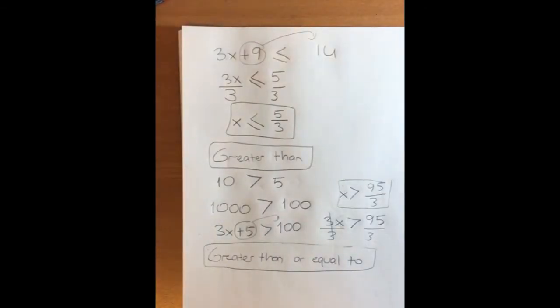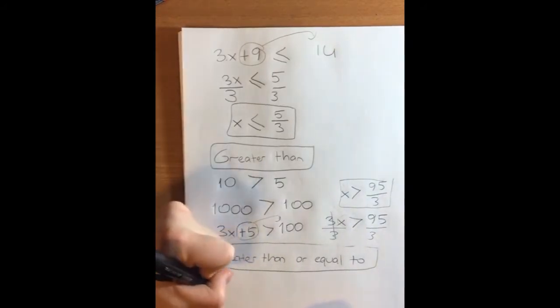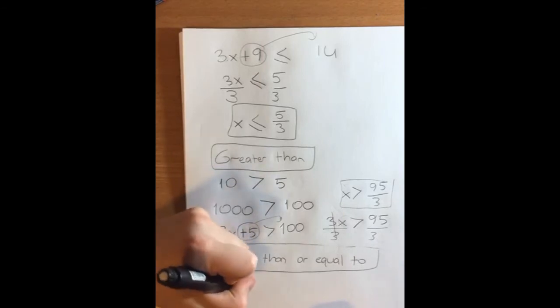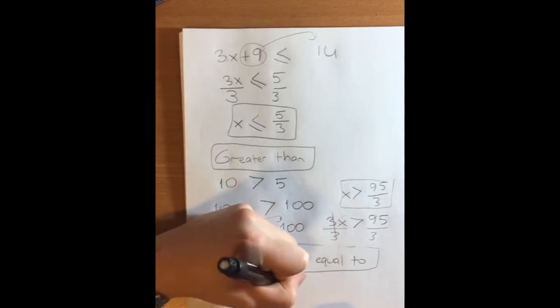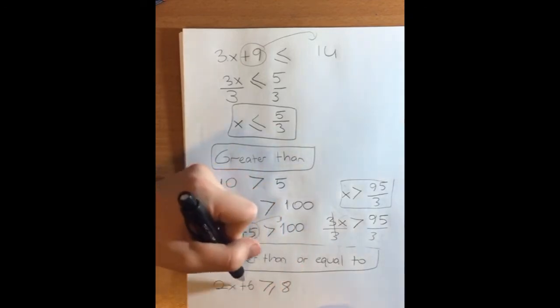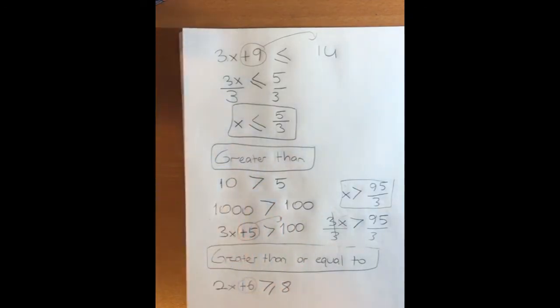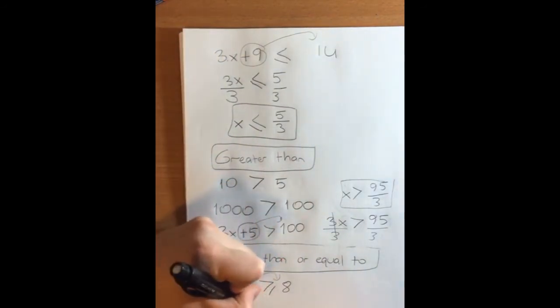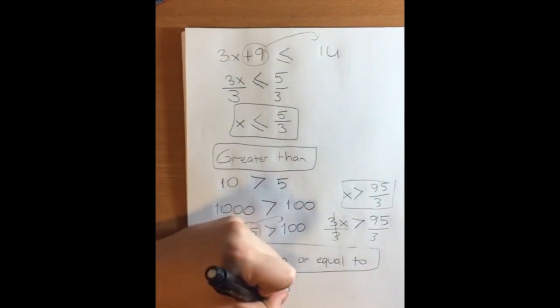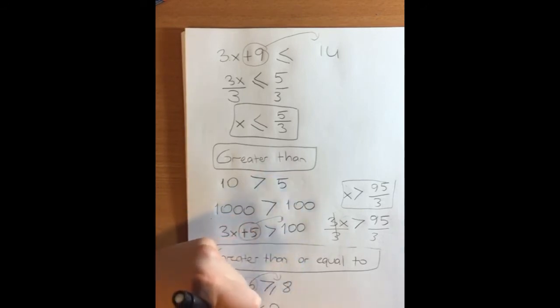So, let's look at greater than or equal to. Let's start with an example. 2x plus 6 is greater than or equal to 8. Again, first we send plus 6 to the other side of the inequality, and that's 2x is greater than or equal to 2, and x is greater than or equal to 1. So that's the answer.